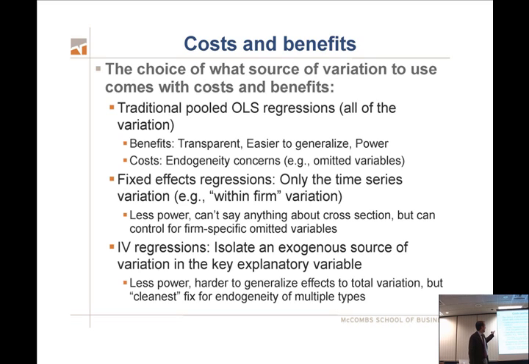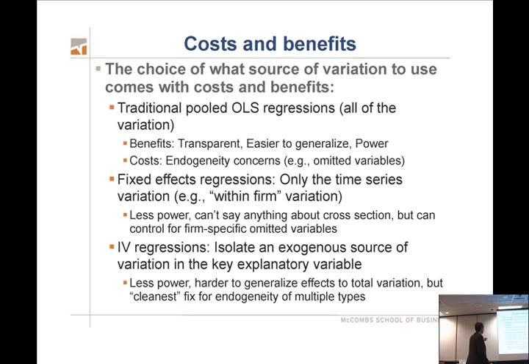Fixed effects, I'm only using the time series again. I've got less power, right? I'm throwing away why some firms have high Q and some firms have low Q. So I have less power, and I can't say anything about the cross section. I can't explain differences across firms, right? But now the pro of that is I've controlled for firm-specific omitted variables.